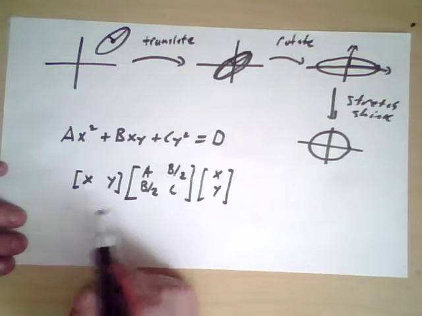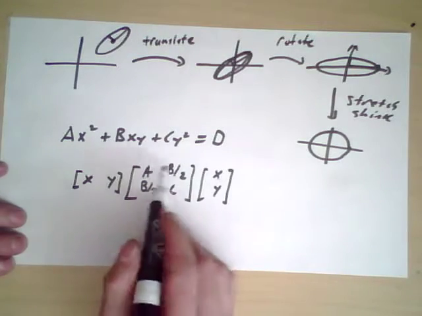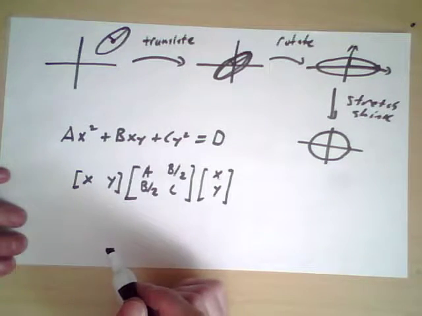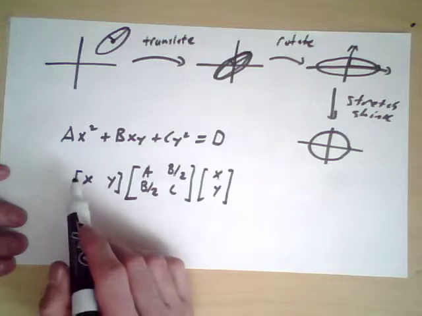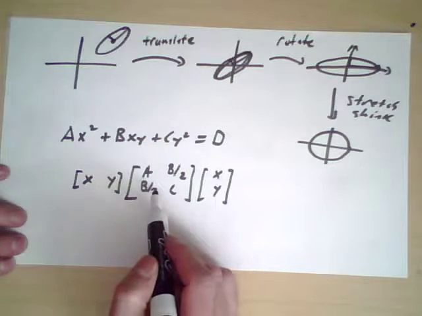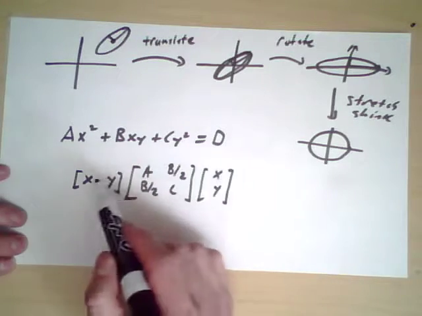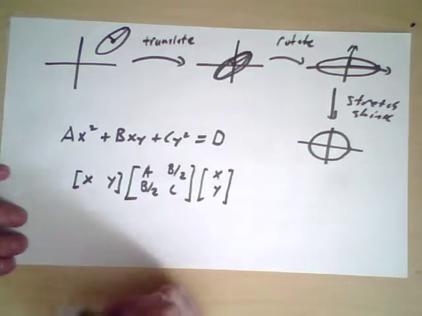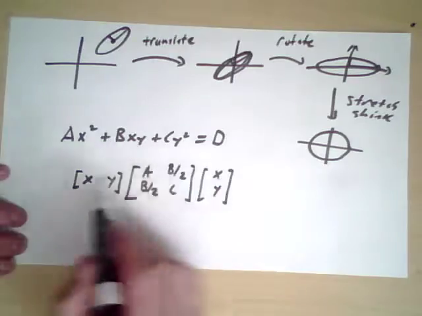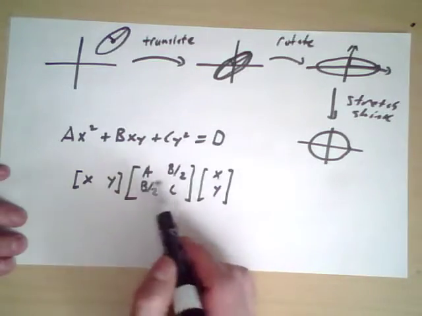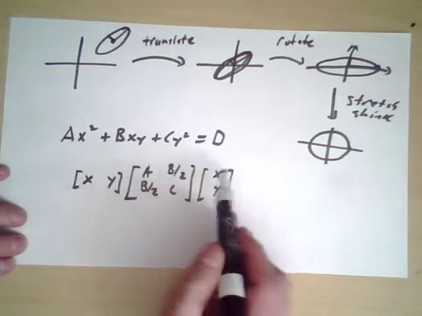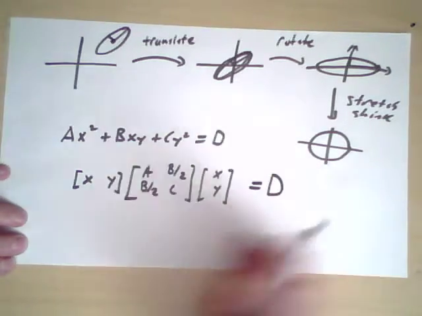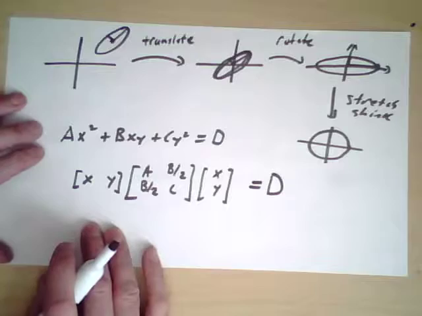It's a form of inner product using a symmetric or Hermitian matrix A, B over 2, B over 2, C, and treating x, y as the inputs. After all, we'll get x times A, y times B over 2, and x times B over 2, y times C. If we combine those vectors with x and y, we get the x squared term, the y squared term, and the cross term with an xy appearing twice. And this equals d is another way of saying that expression.